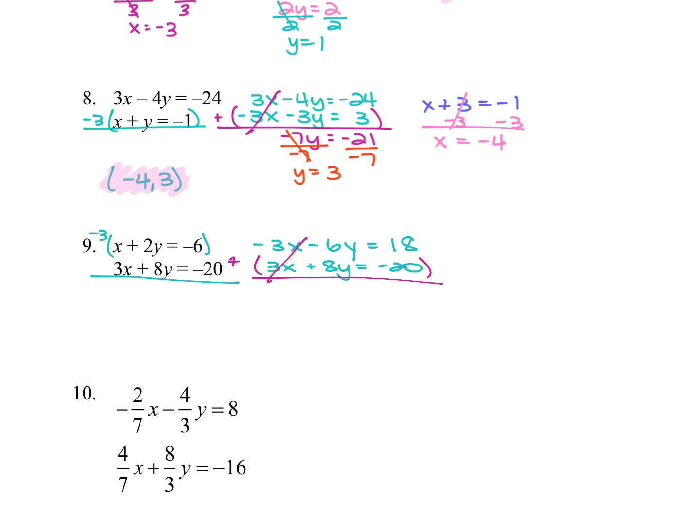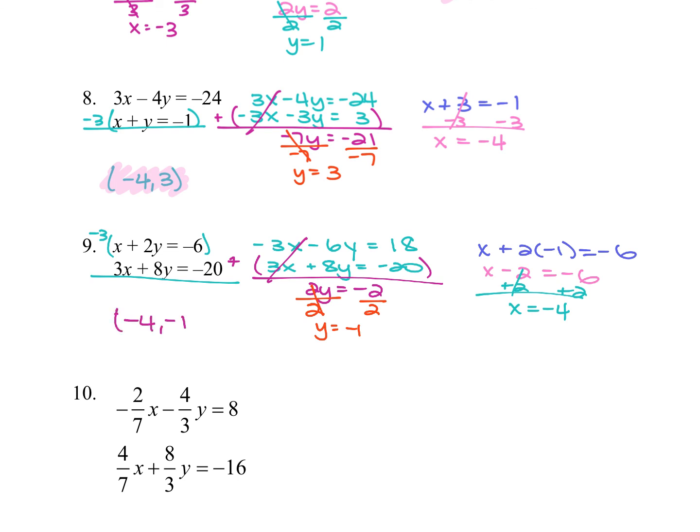Those x's cancel. We get 2y is equal to negative 2. We divide each side by the 2 and get that y is negative 1. To solve for x, I would use the top equation. We get x plus 2 times negative 1 is equal to negative 6. The 2 times negative 1 is negative 2. So that's x minus 2 is equal to negative 6. We add that 2 over and get that x is negative 4. So if x is negative 4, y is negative 1. That gives us negative 4, negative 1.